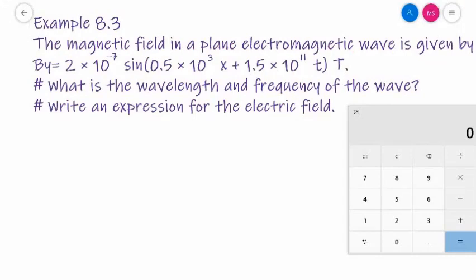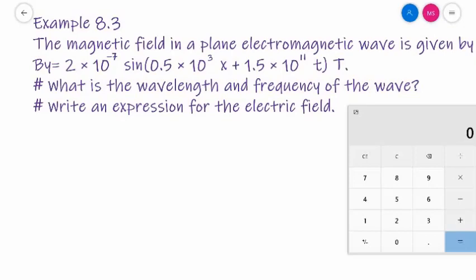Example 8.3. The magnetic field in a plane electromagnetic wave is given by B of y equal to 2 into 10 raised to minus 7 sine (0.5 into 10 raised to 3 x plus 1.5 into 10 raised to 11 t) Tesla. What is the wavelength and frequency of the wave? Write an expression for electric field.